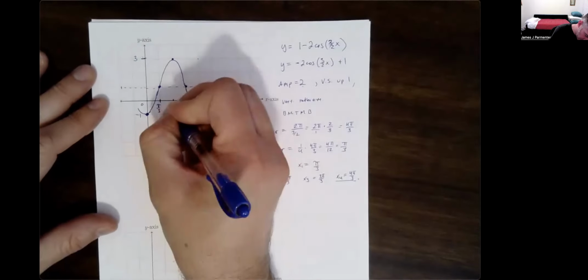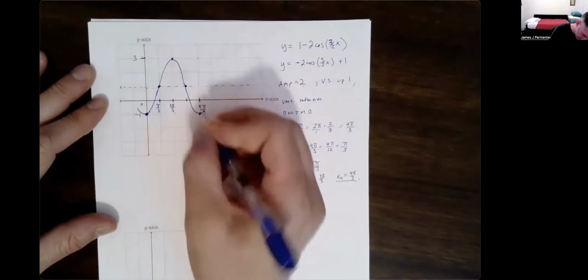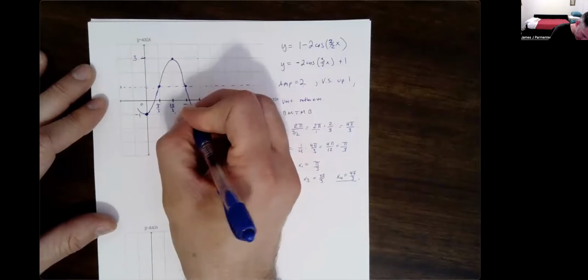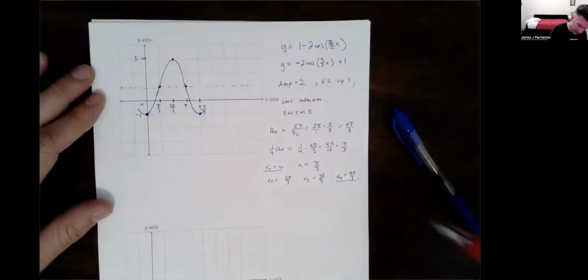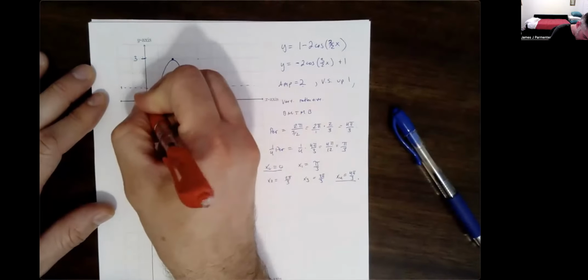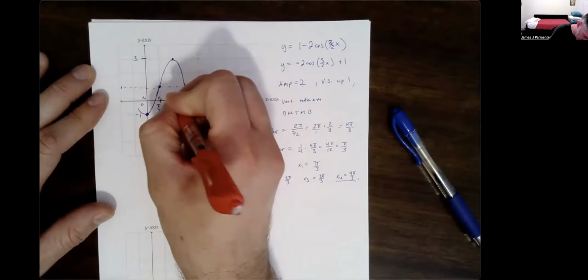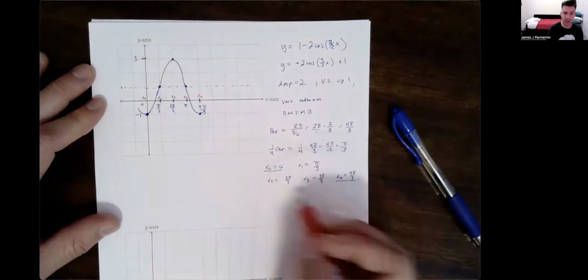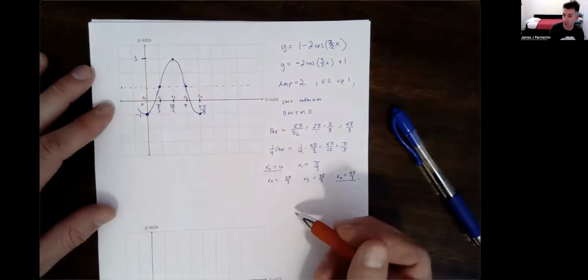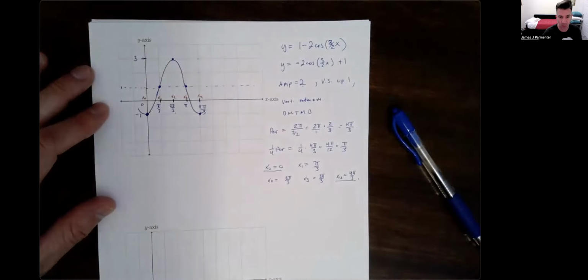And yeah, we can label these. This would be pi over 3, 2 pi over 3, 3 pi over 3, which is pi, and 4 pi over 3. If you don't like that, you could alternatively label them as x sub 0, x sub 1, x sub 2, x sub 3, and x sub 4, as long as you've written what x sub 0, 1, 2, 3, and 4 are equal to over here somewhere. Cool.